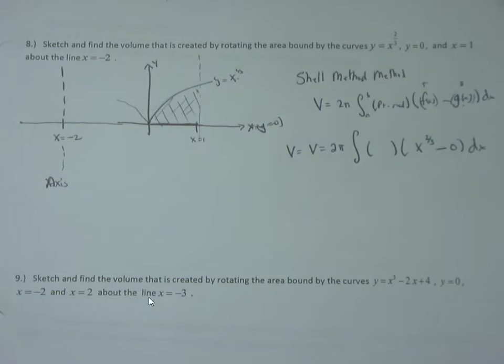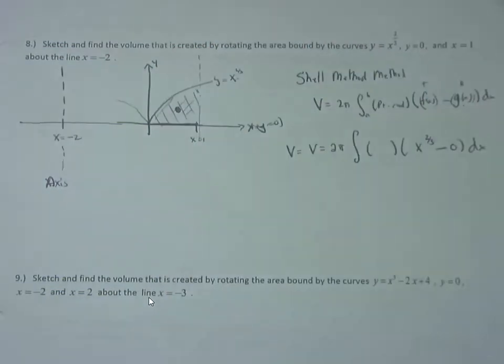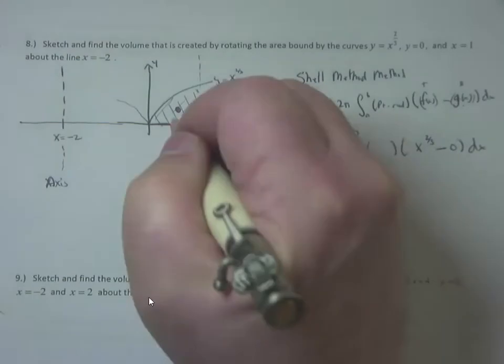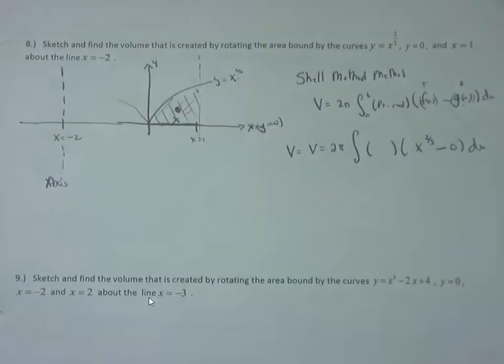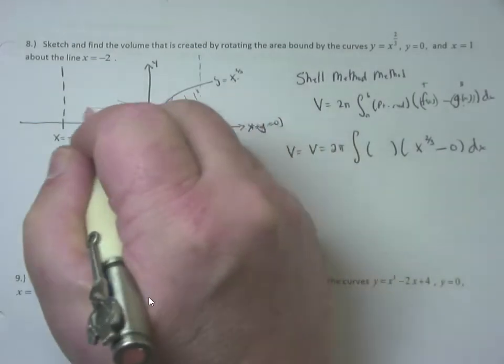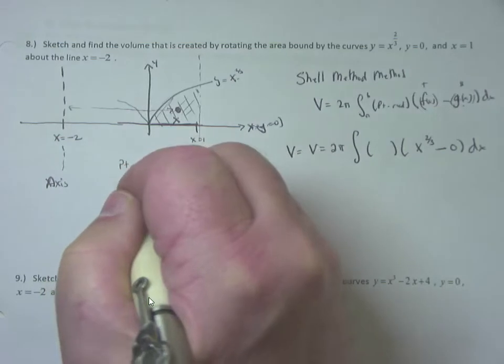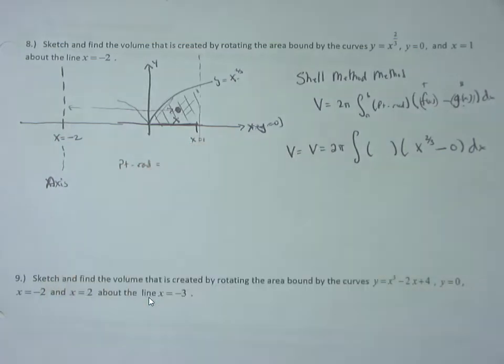Point radius, different from the big R functional radius. Point radius is when you use an arbitrary point inside the region. Because this is dx, it will be an x point. And you want the distance between that arbitrary x point and the axis of rotation. So your point radius is a distance. And when you calculate a distance, it's either top minus bottom or right minus left. That's how you calculate to get a distance out of equations.